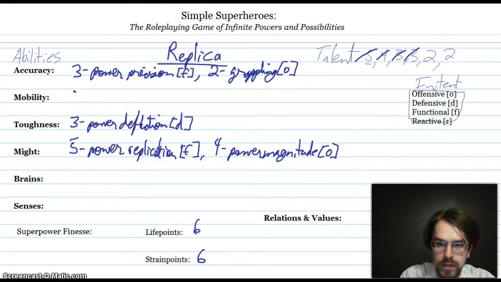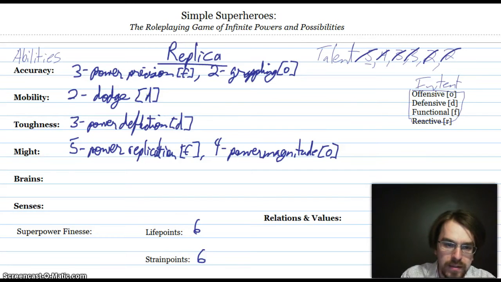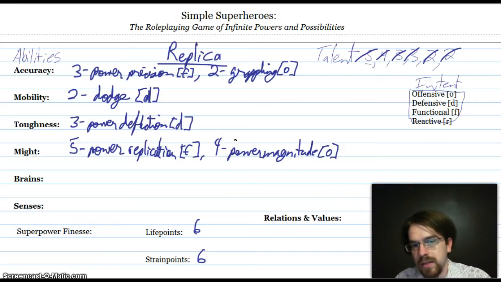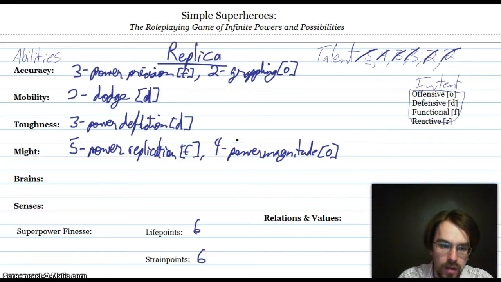And I'm also going to give her another defensive talent, which is just going to be a dodge, which is really good to have because if she's copied somebody who doesn't really have a power-based defensive talent, she'll still be able to use that. She'll be able to use this even when she doesn't have a power that she's copied.